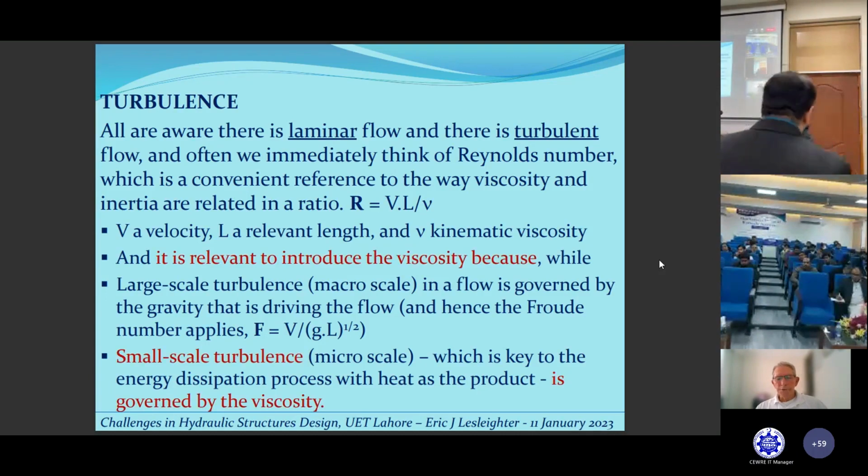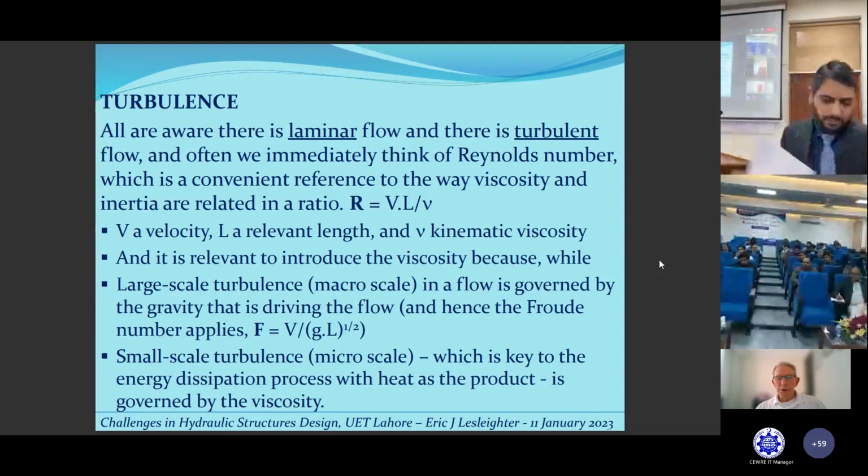Small-scale turbulence, the microscale, is key to the energy dissipation process. So it is when heat is produced, when energy is dissipated. This is the same slide again, but I've got some red on it. This is relevant to increased viscosity because small-scale turbulence is governed by viscosity.